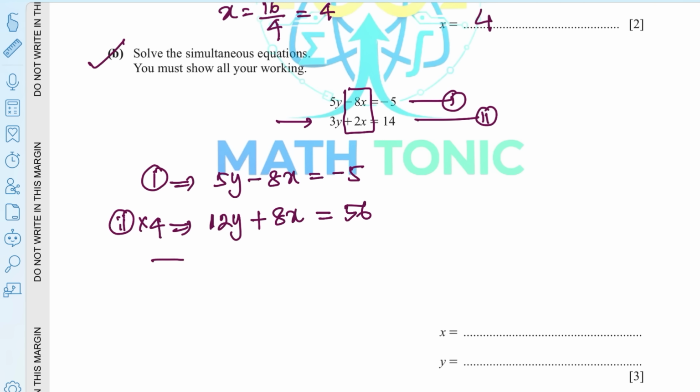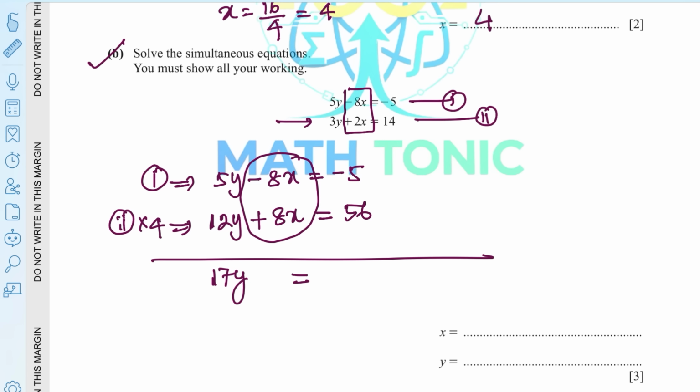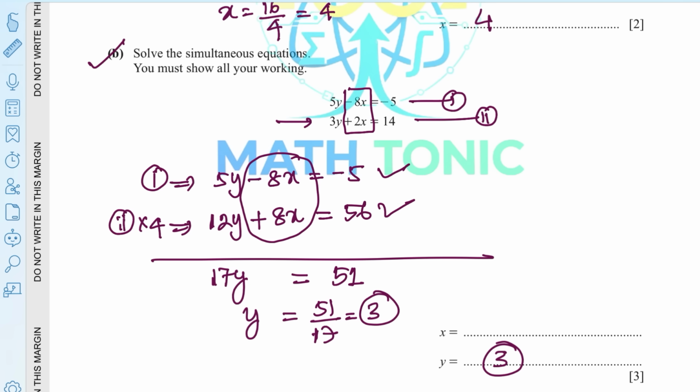Now if you see this, minus 8x and plus 8x becomes 0. So 5y plus 12y becomes 17y, that equals 56 minus 5, which is exactly 51. Got it? Now divide by 17 on both sides. So 51 over 17. So we get that the value of y equals 3.